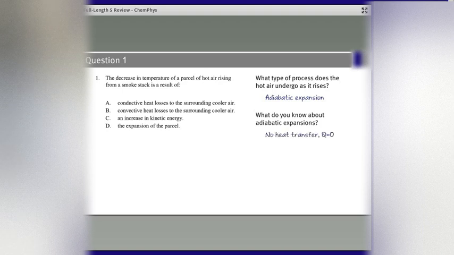Check this out. Can you have any heat loss to the surrounding cool air? Well, if there's no heat transfer, boom, I just got rid of A and B. Now wait a second. If there's no heat transfer, can you have an increase in kinetic energy? If it's an adiabatic process, no. Well, guess what? I'm done. I literally can go through just by that process of elimination, and I know in a quick and efficient manner it's got to be answer choice D.